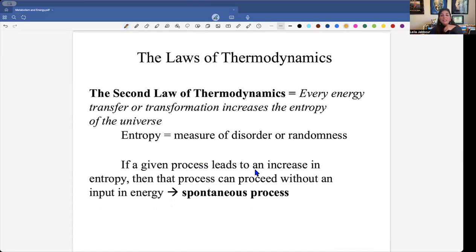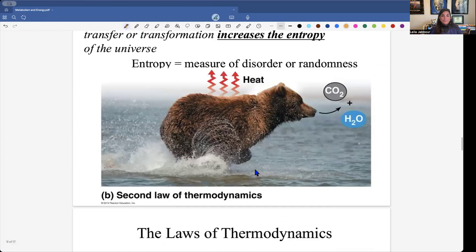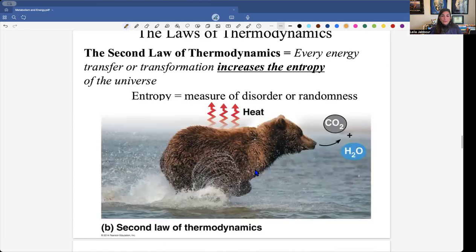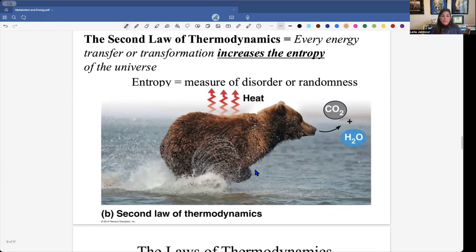So if a given process leads to an increase in entropy, then that process can proceed without an input of energy. And that's a spontaneous process. Okay. So here, the bear is using its energy that it just acquired from all that fish he ate. Now all this energy from the fish's molecules is released and given to the cells, for example muscle cells, to actually contract and create a movement of this bear running into this water.